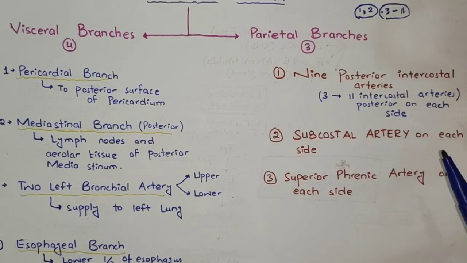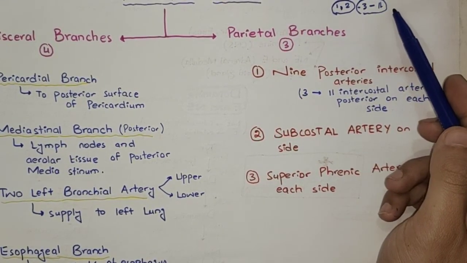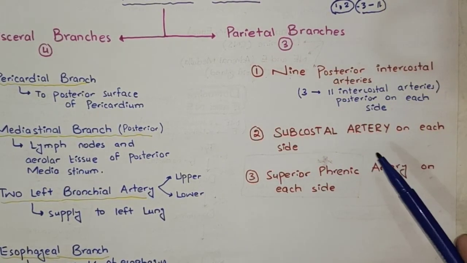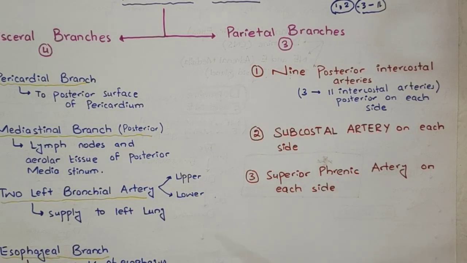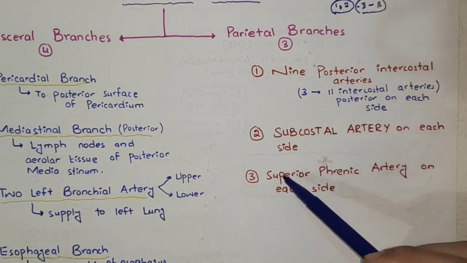So there are 11 intercostal arteries and one subcostal artery. The 12th, which is the subcostal artery, also comes out from the thoracic aorta. The other is the superior phrenic artery on each side. So these are the branches: 9 posterior intercostal arteries, subcostal artery on each side, and superior phrenic artery.